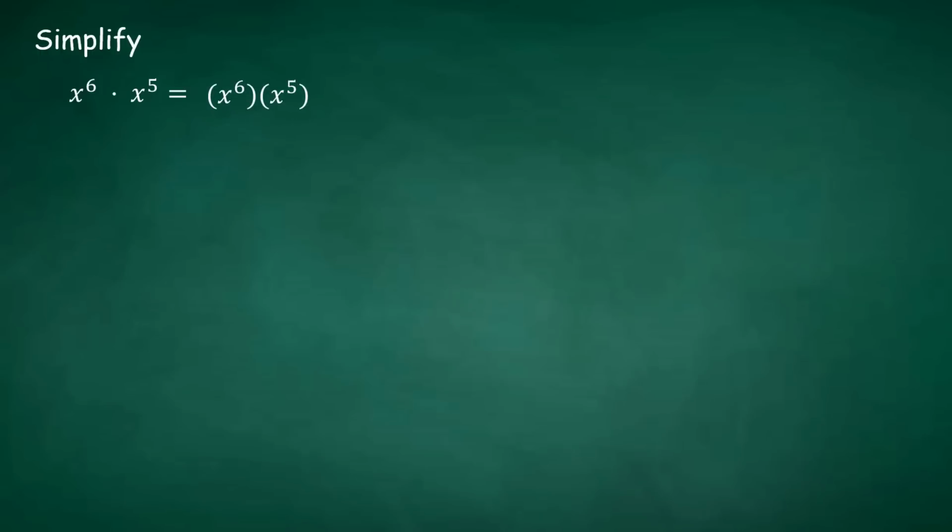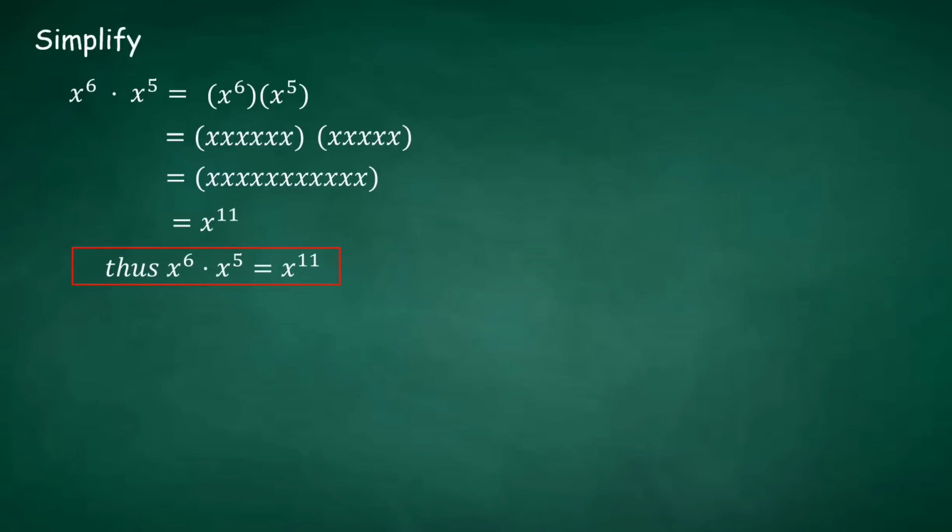X raised to the power of 6 times x raised to the power of 5. The x raised to the power of 6 means that there are 6 x's. In order to simplify this, just write 6 x's under the x raised to the power of 6, and then the x raised to the power of 5, meaning there are 5 x's, and write this so that it's easy to simplify. And now add the x's. Have you noticed there are 11 x's, so that's why we have x raised to the power of 11. Thus, x raised to the power of 6 times x raised to the power of 5 is equal to x raised to the power of 11.